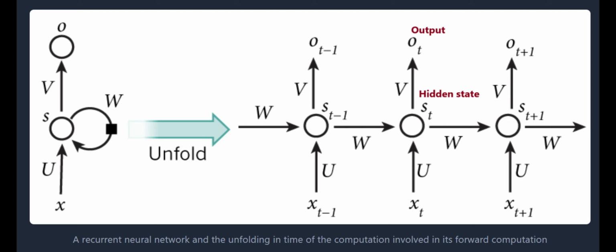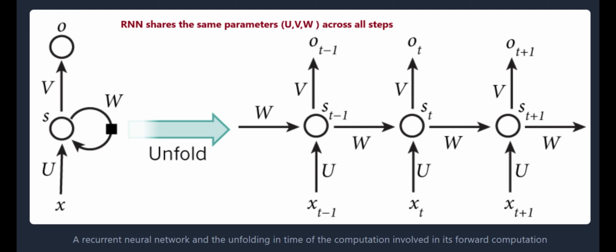time steps ago. Unlike a traditional deep neural network, which uses different parameters at each layer, an RNN shares the same parameters, U, V, W, across all steps. This reflects the fact that we are performing the same task at each step, just with different inputs. This greatly reduces the total number of parameters we need to learn.